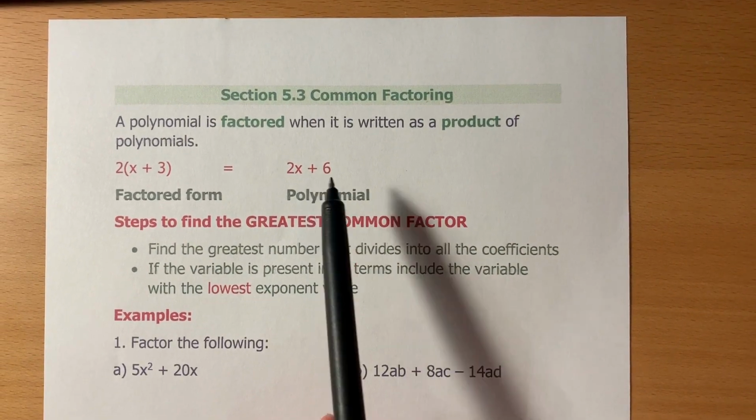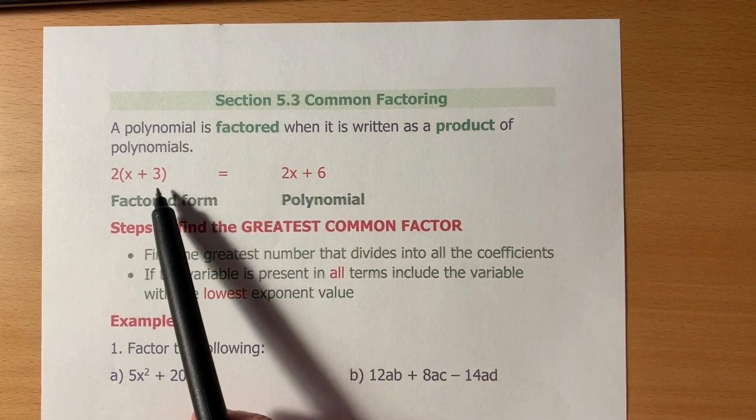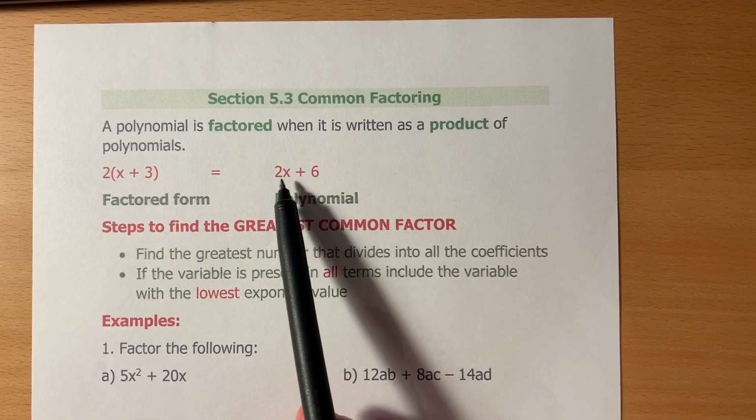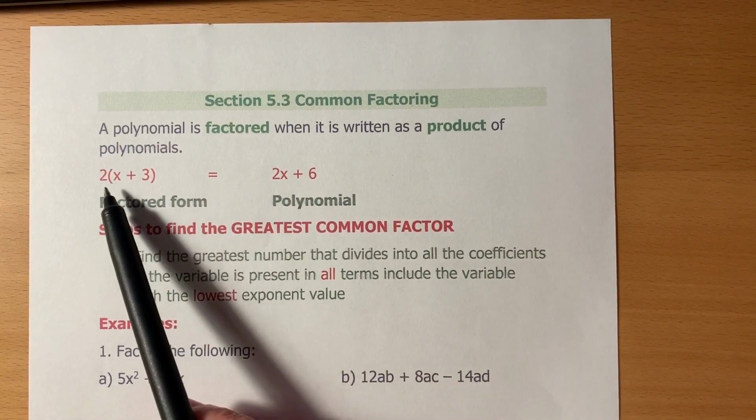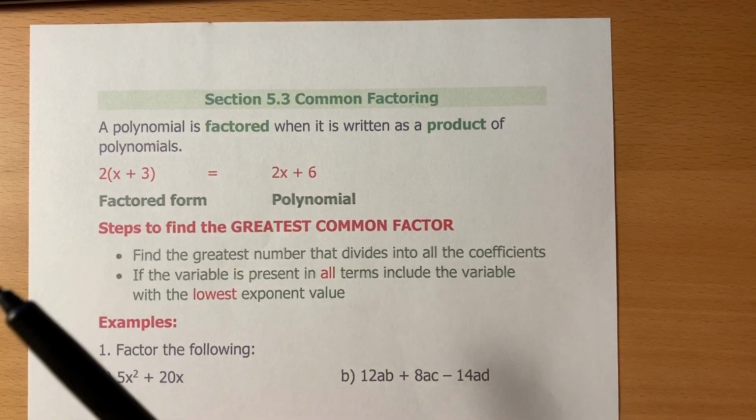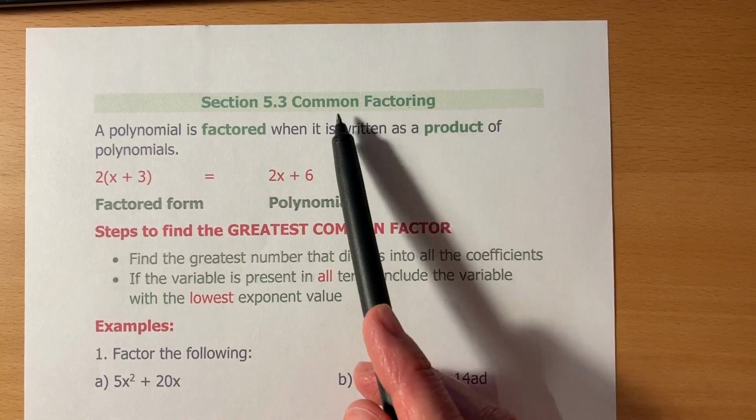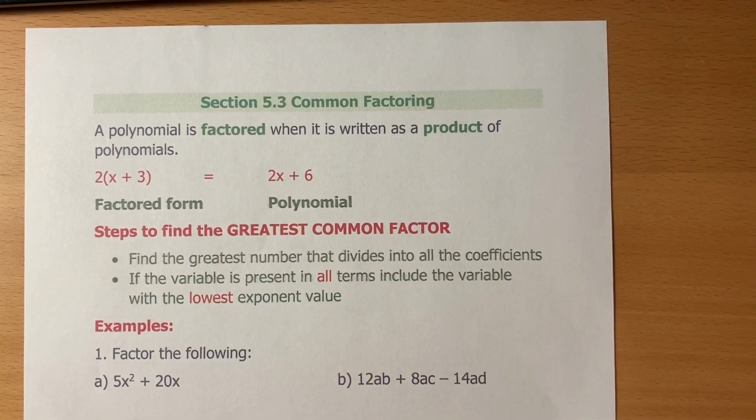Now what we're going to do is go from the polynomial to factored form. So a polynomial that's being expressed as addition in this example will now be multiplication. That's pretty much what we're going to be doing for the remainder of Chapter 5. We're going to start with common factoring.